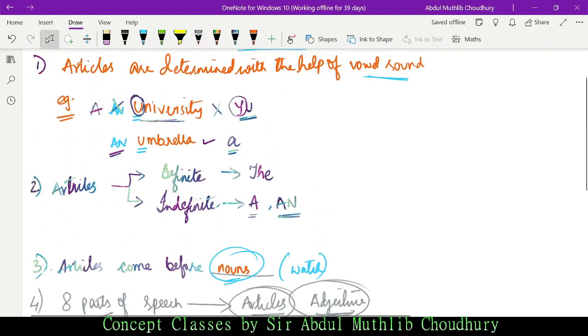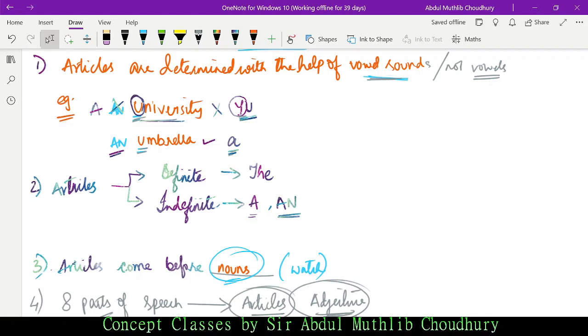Now I hope you have these basic concepts on articles clear. I shall just recapitulate once before I start with the topic. Articles are determined with the help of vowel sounds, not vowels, vowel sounds. How? In this case we have university and umbrella. Umbrella has U, which is a vowel. University again has U, which is a vowel. But in university the pronunciation starts with Y, whereas in umbrella the pronunciation starts with uh. That makes the difference between a and an.